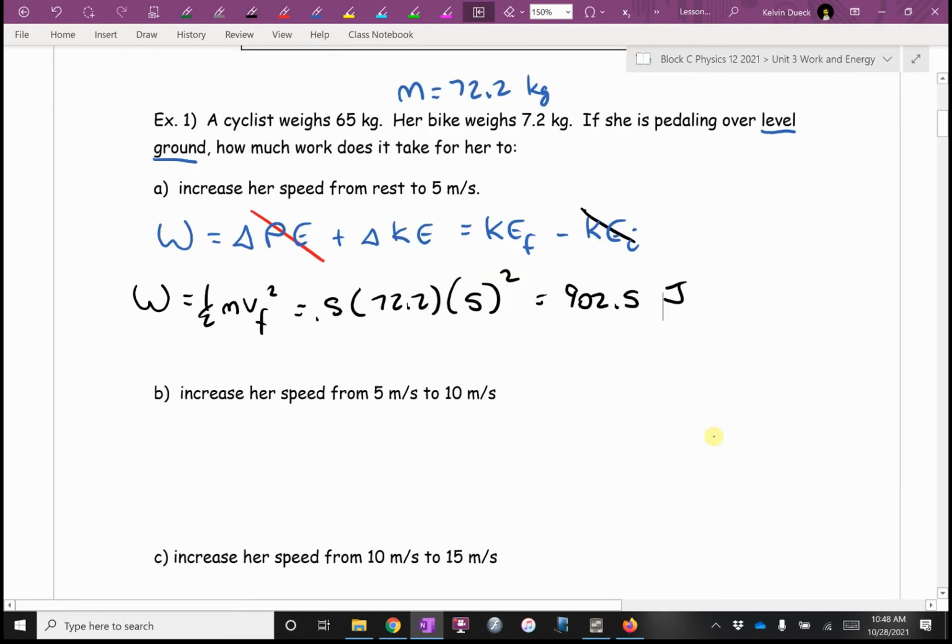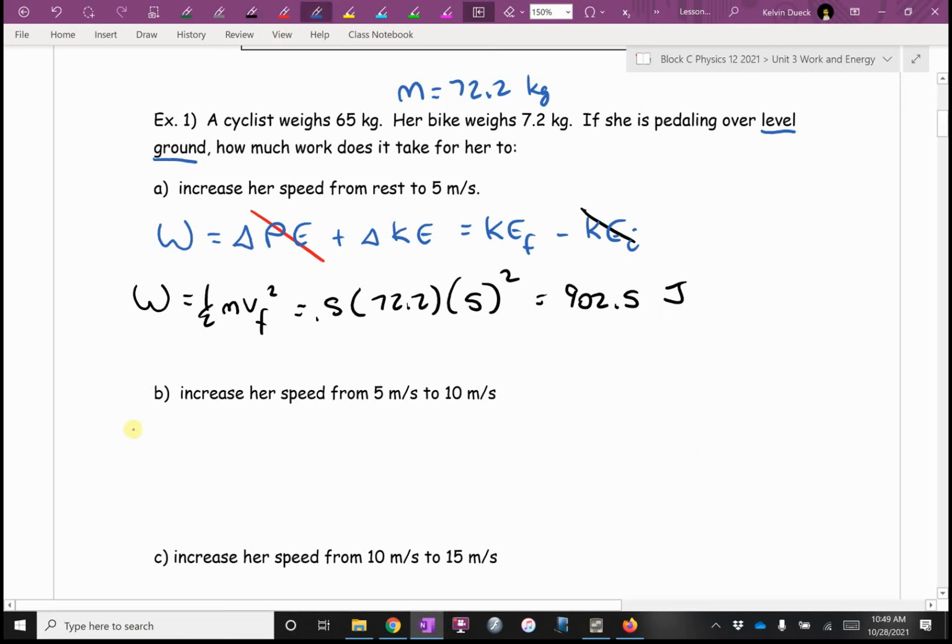What about to increase her speed from 5 to 10? Notice in part A, by how many meters per second did we increase our speed? 5. In part B, by how many meters per second are we increasing our speed? 5. But it's going to take more work. This is where that squared on the V really starts to rear its ugly head. It's going to take more energy to go up another 5, way more energy.